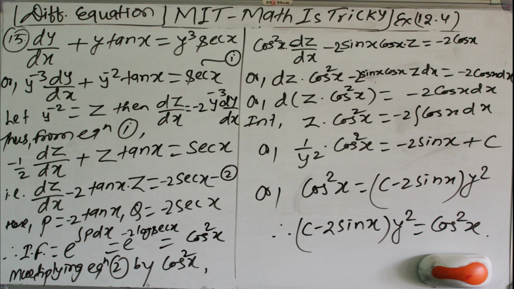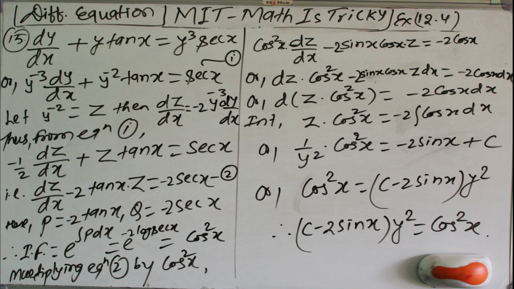Now let's put y power minus 2 equals z, that means 1 by y square is z. Then we'll get dz by dx equals minus 2 y power minus 3 dy by dx. So from that we'll get y power minus 3 dy by dx equals minus 1 by 2 dz by dx.